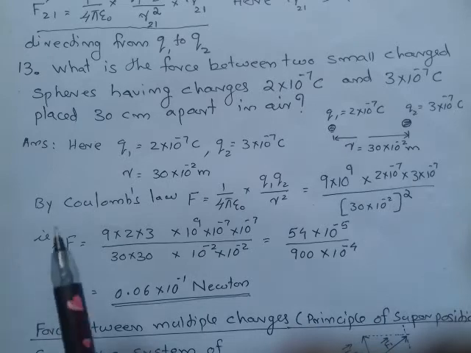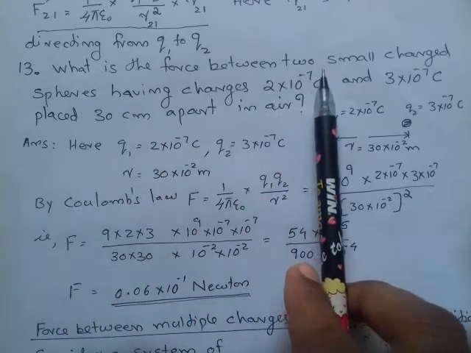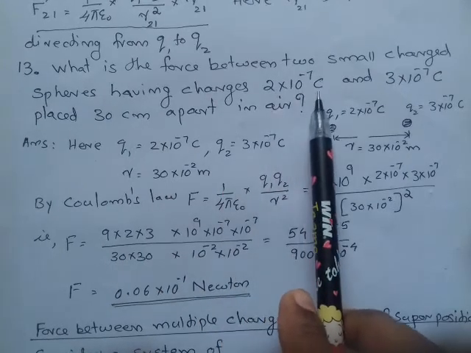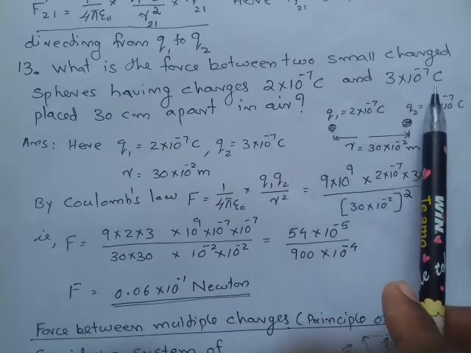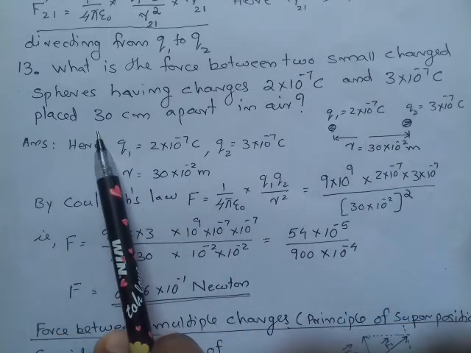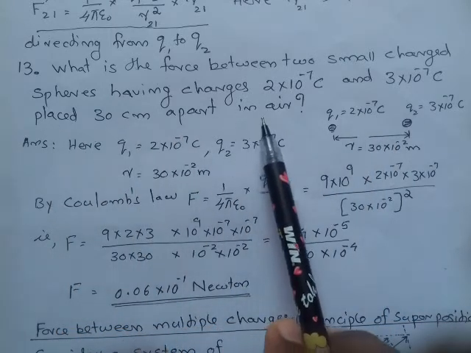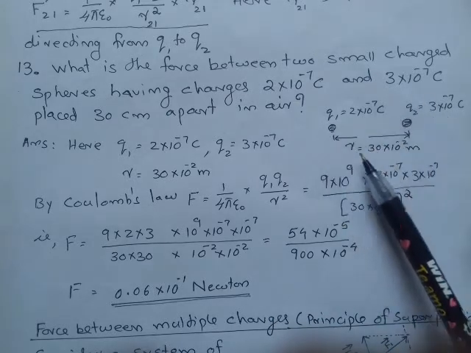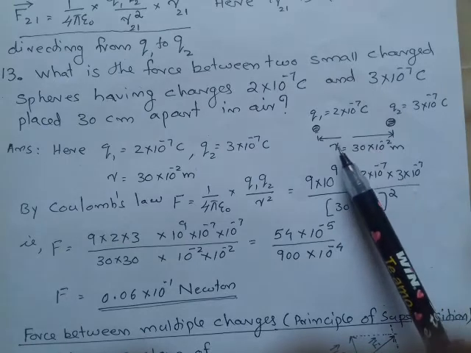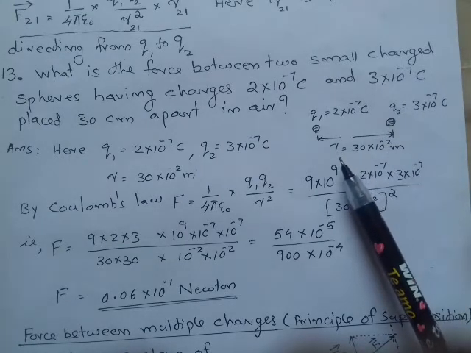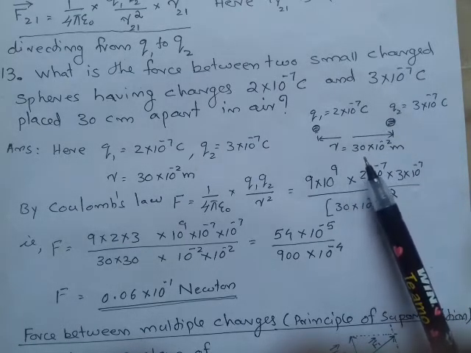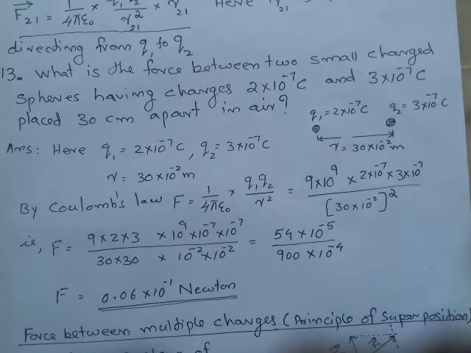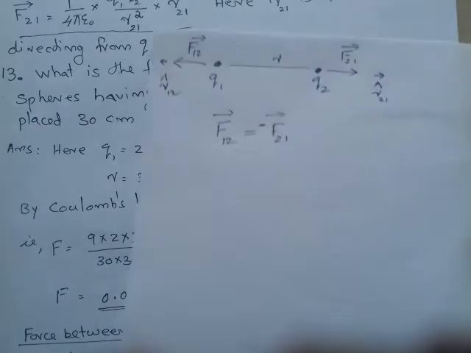Now the 13th question: what is the force between two small charged spheres having charges 2 into 10 raised to minus 7 coulomb and 3 into 10 raised to minus 7 coulomb placed 30 centimeter apart in air? So there are two charges here, drawn in this figure, and coulomb is the SI unit, and r is given in centimeter, so you have to convert it into meter. So there are 4 steps in doing numerical problems.